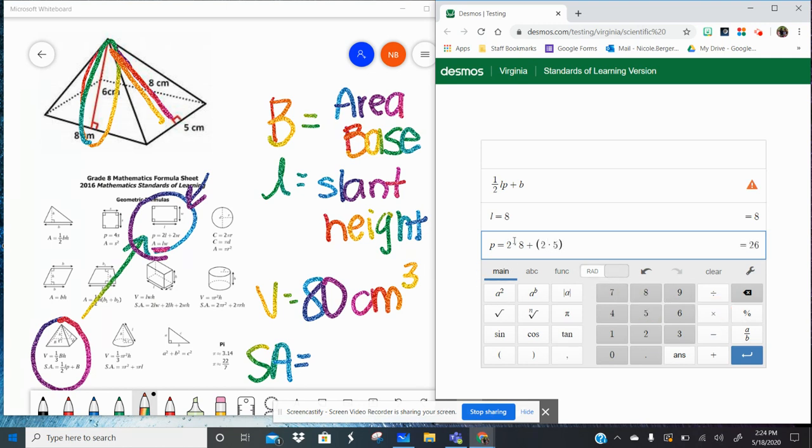So it's 26, right? 16 plus 10, pretty basic stuff. So perimeter is 26, and then you still have to tell big B. So remember, big B, area of the base, so 8 times 5.